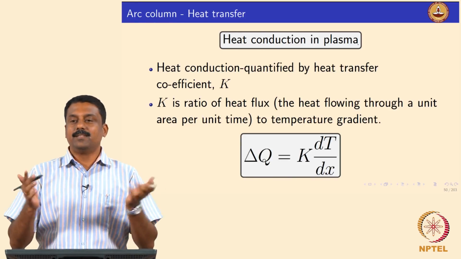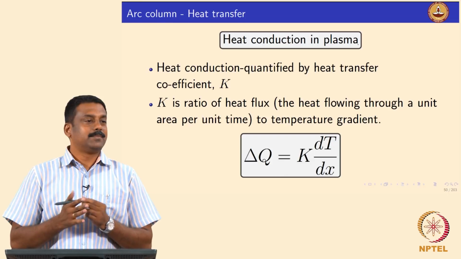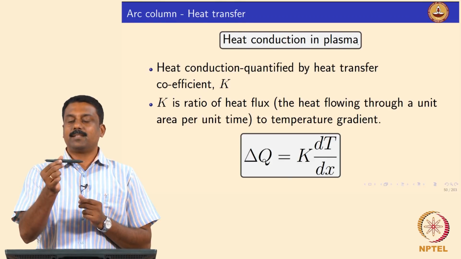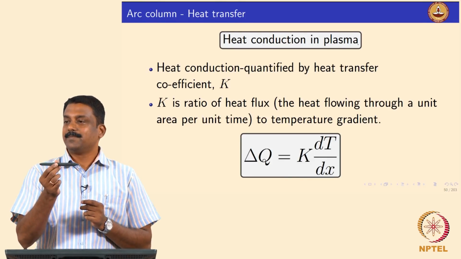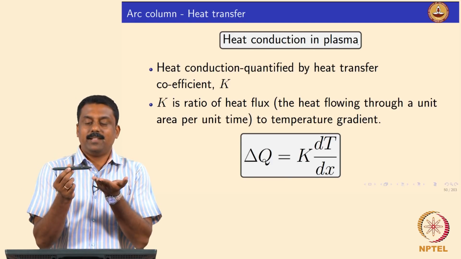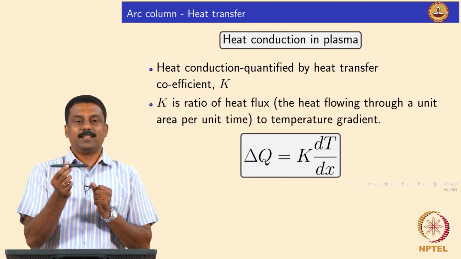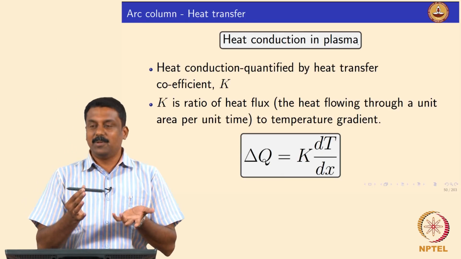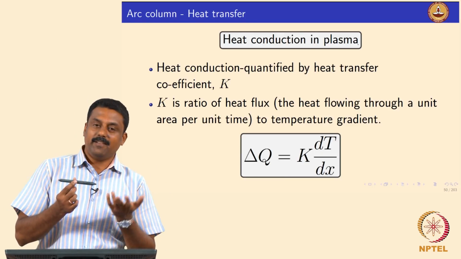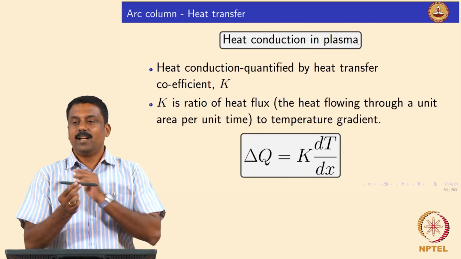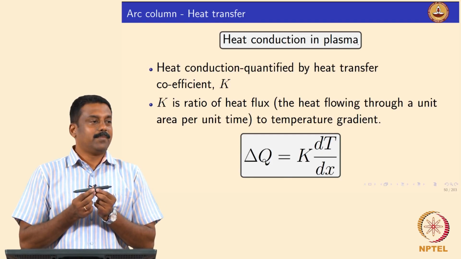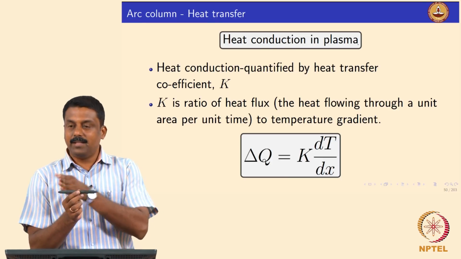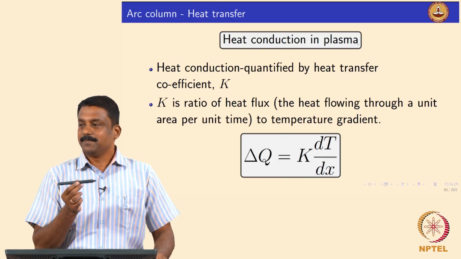In a normal conductor, how is the heat transferred? You have one rod, okay? You apply some heat in this end, then heat is transferred, right? Assuming that there is no radiation heat transfer or convective heat transfer, so mainly by pure conduction. So, how does heat transfer from this place to this place?